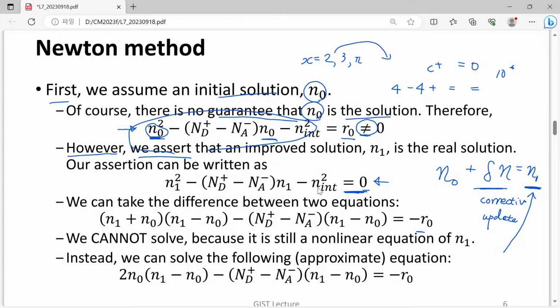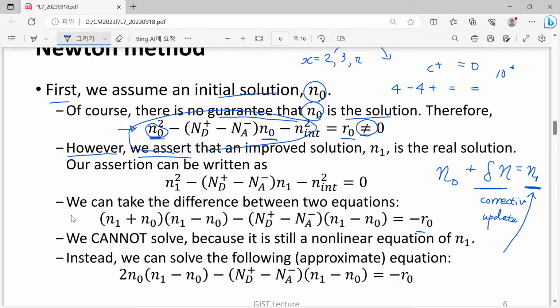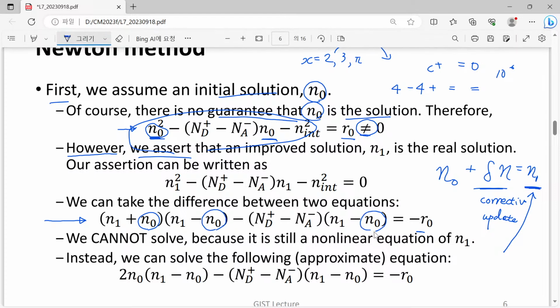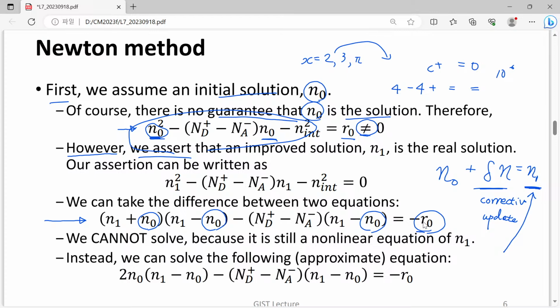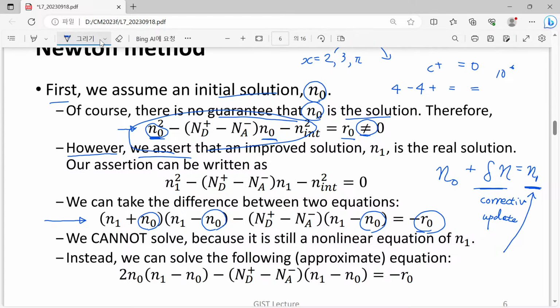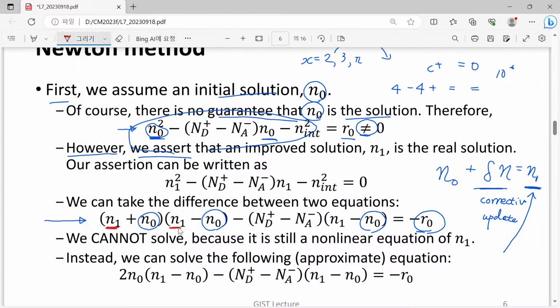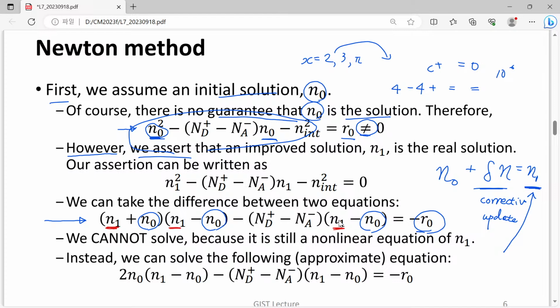Now when you have a look at it, it looks quite good. If we can solve this equation, then n0 is given because we have number 2 or 3 or 5, they are given, and also r0 is given. So now we have unknown variables like here, n1. If we can solve this equation for n1, then we will get the perfect solution.